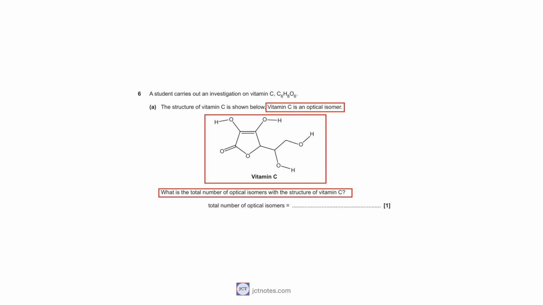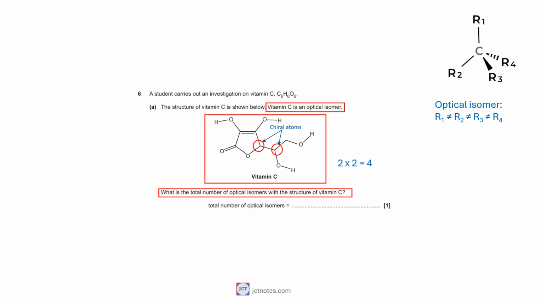A carbon bonded to 4 different atoms or groups is an optical isomer. Looking at the structure given, we can find 2 carbons with 4 different atoms or groups attached. As each carbon has 2 isomers, we have a total of 2 times 2 equals 4 isomers. You can remember the formula 2 to the power of n, where n is the number of chiral carbons, handy in molecules with several chiral atoms.